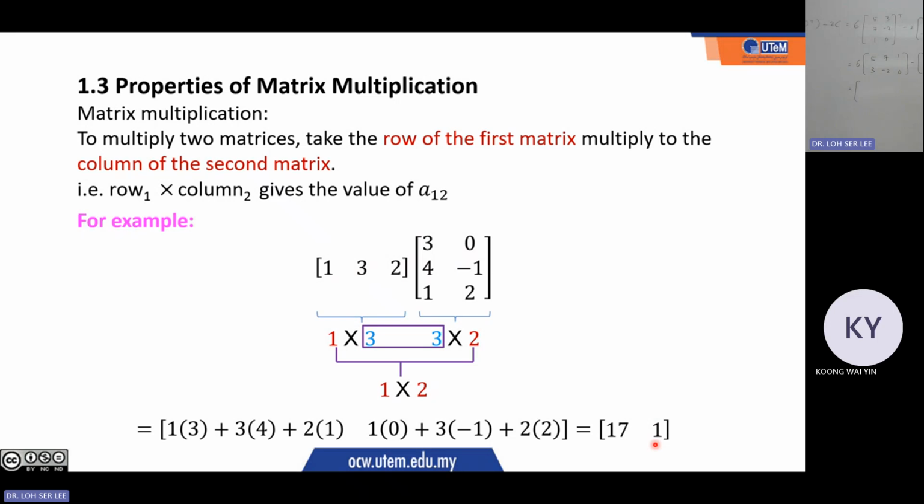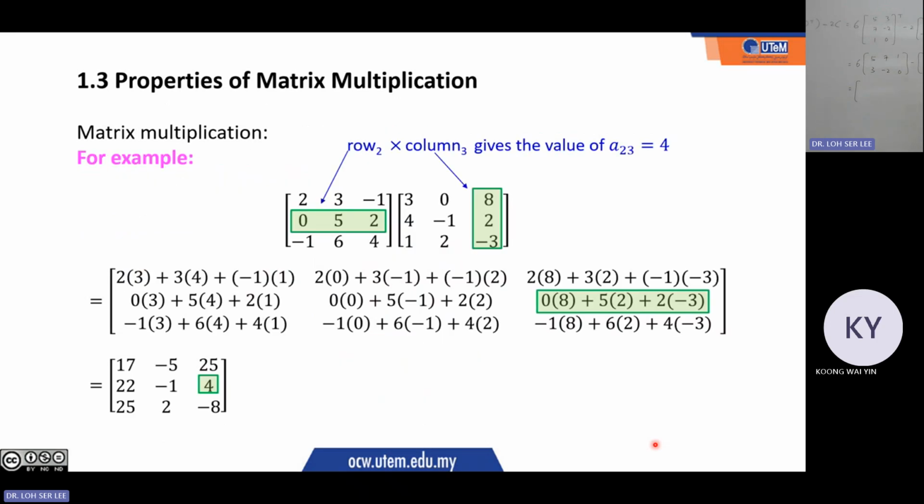If you look at 3 by 3 matrices, this row, you need to multiply to these 3 columns in order for you to get these 3 outputs. The second row, multiply to these 3 columns, you get these 3. And the last one, multiply to the 3 columns, you get the last 3 values.